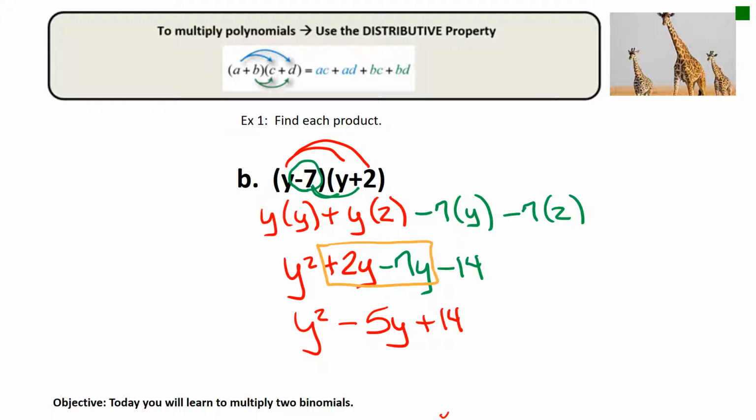Okay, this is sometimes called FOIL because you take the first times the first, that's an F. Then you take the outside one and the outside one, that's your O. Then you take the two insides and multiply, there's your I, and you take the last term from each one. So sometimes you'll hear this called FOIL. A lot of people don't like to call them that because then people call everything FOIL, and that's not true. It's only a binomial times a binomial. But some people will say it interchangeably with distributive property. So I just want you to know that.